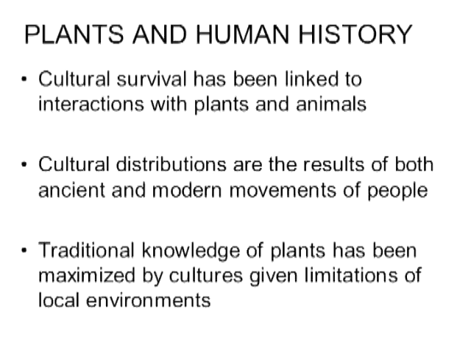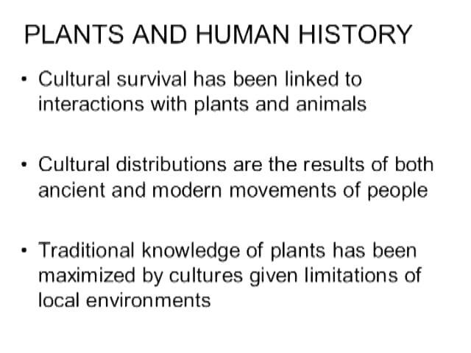And then lastly, traditional knowledge of plants has been maximized by cultures given the limitations of local environments. We're fairly confident that people have learned to domesticate just about everything that they could around them. And in fact, there's pretty good evidence that shows that of the domesticated crops that are out there, which are hundreds of plants, and of the domesticated animals, people had domesticated just about everything that they possibly could by about 5,000 years ago. So people have really maximized the resources that they harness from the environment around them. So now returning to some of our big questions.